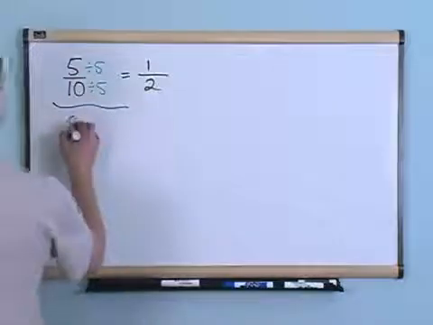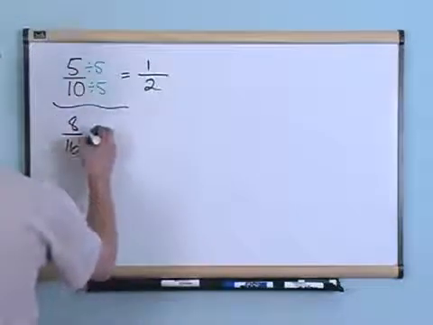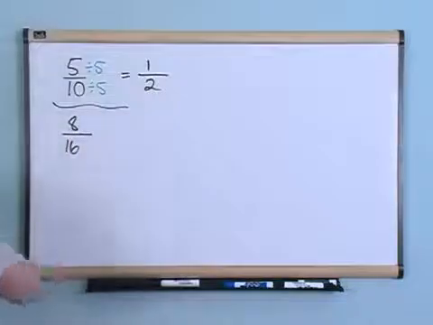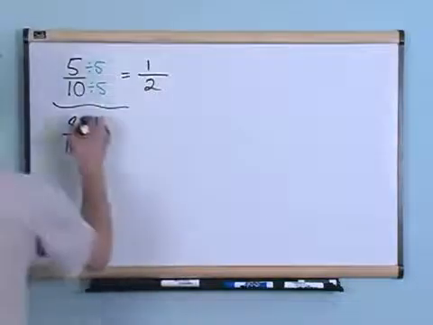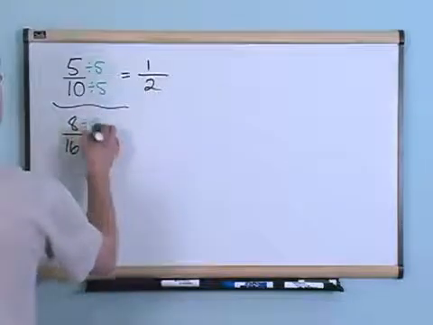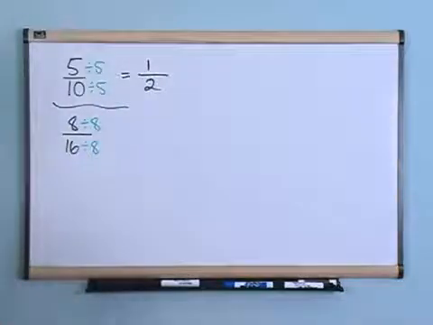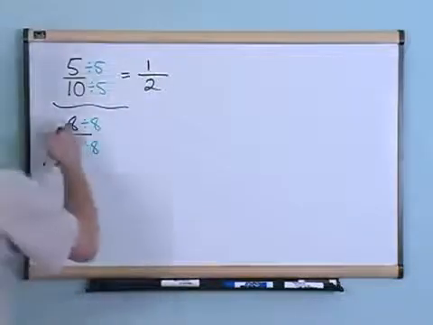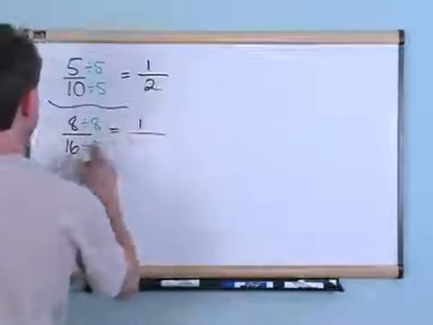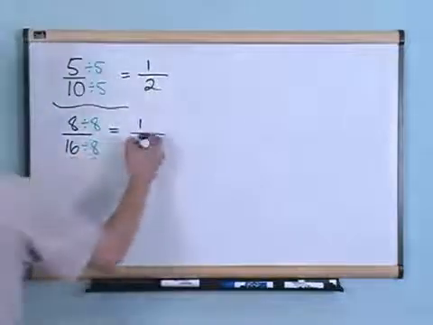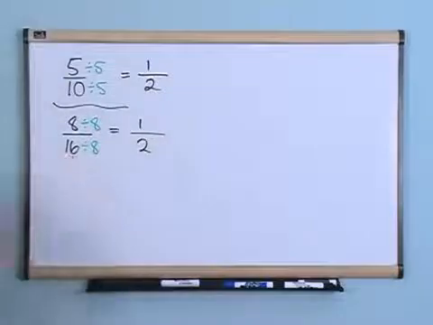Now let's say you have 8/16. Can you simplify this? I say yes, you can, because you can divide the top by 8 and the bottom also by 8. Okay? And when you do that, 8 divided by 8 is going to give you 1. 16 divided by 8 is going to give you 2 because 8 times 2 gives you 16. Okay?